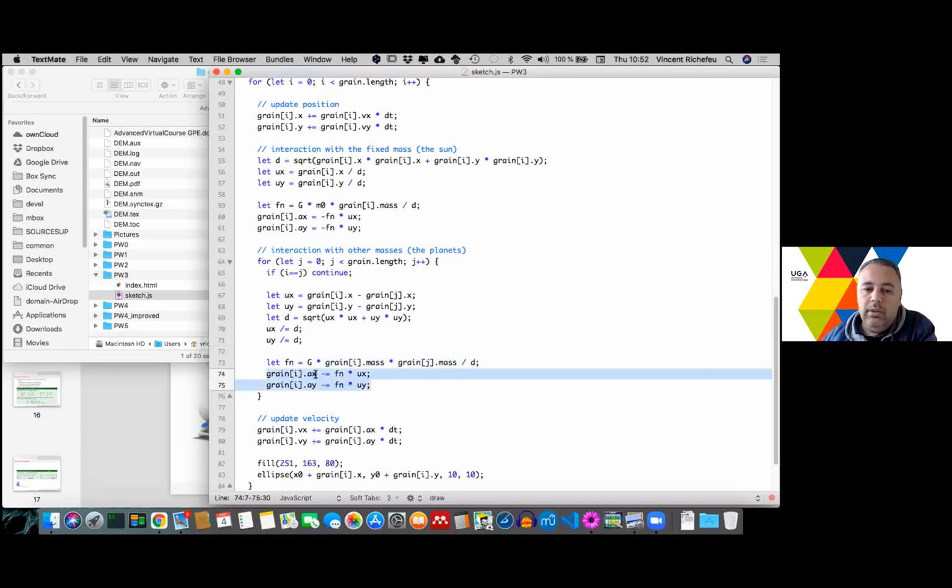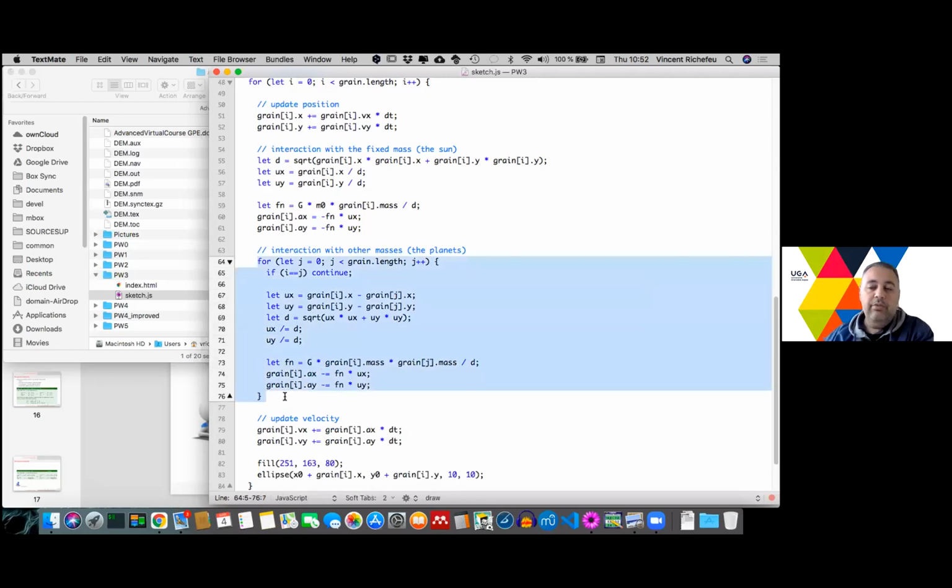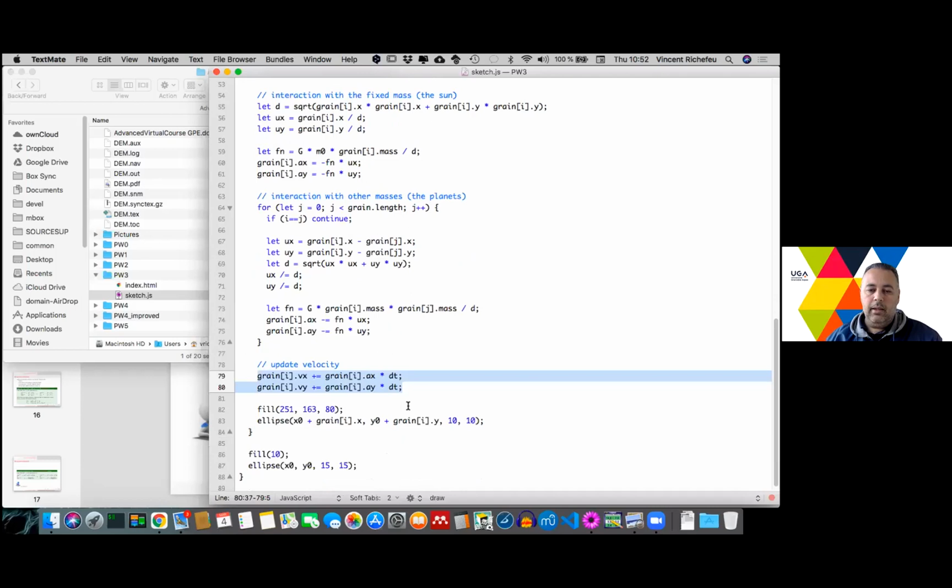But actually, this acceleration will be added to the current one. At the beginning, we've got only equal, and then we've got plus equal and minus equal. It means that we take the current value of the acceleration, and we add or subtract the contribution of the interaction with another planet. And at the end of this loop, we've got the contribution of all planets and the sun on the particle i. So we use that to update the velocity, and job done.